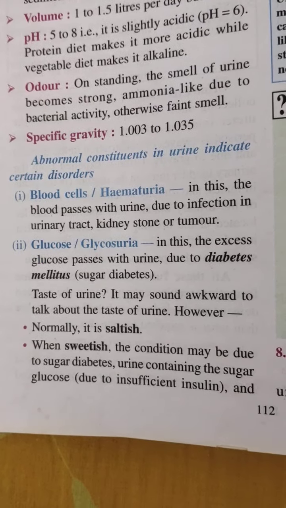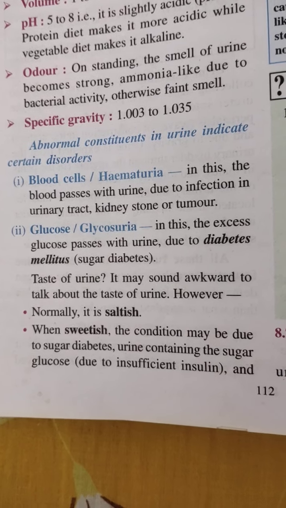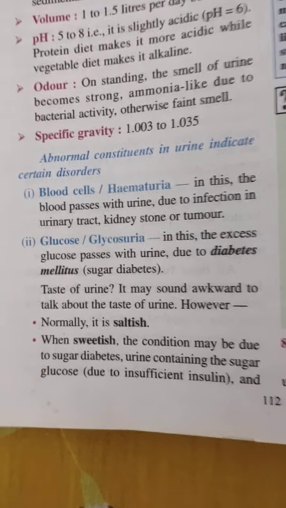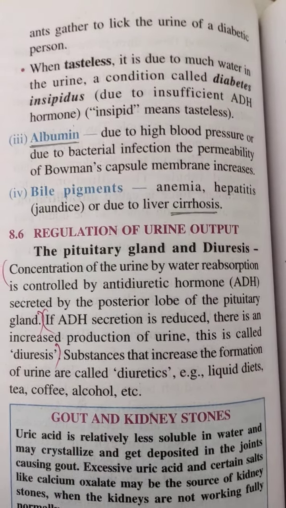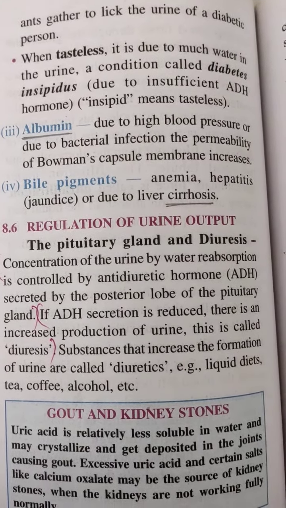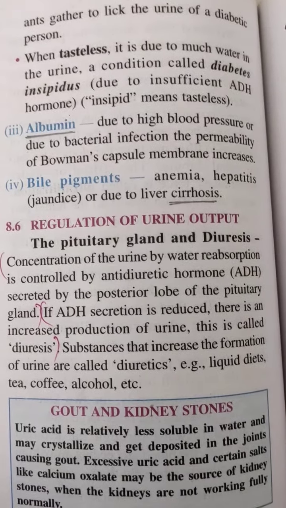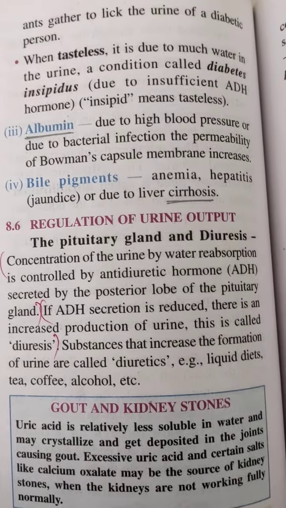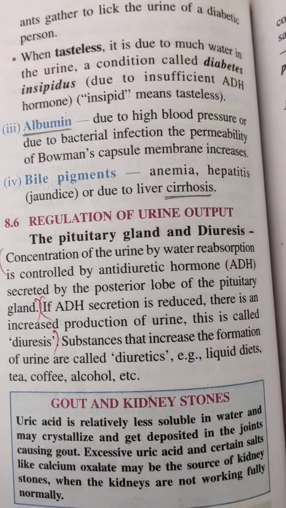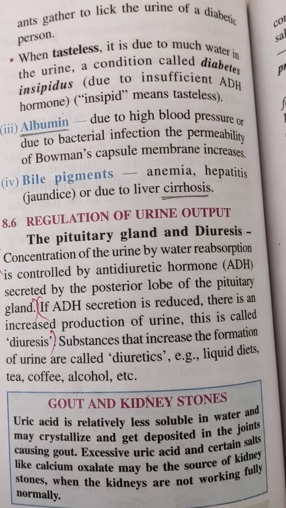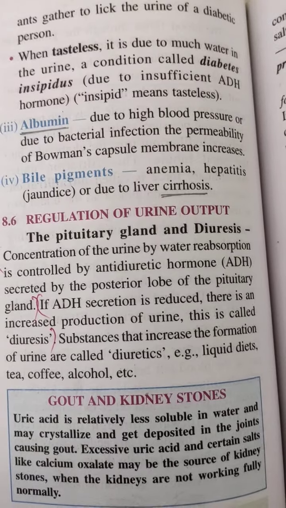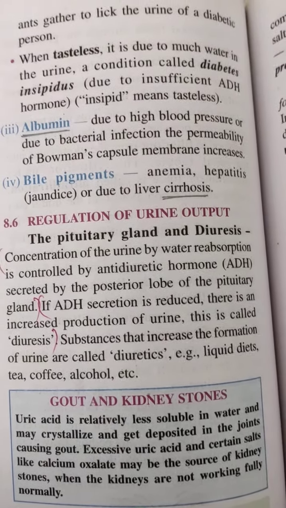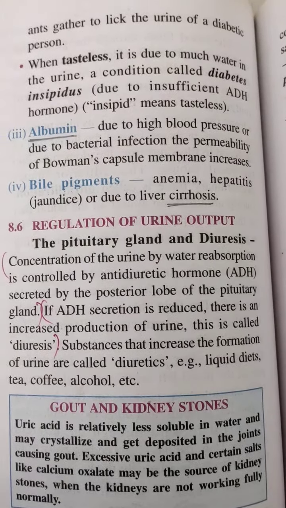Normally it is saltish. When sweetish, the condition may be due to sugar diabetes. Another one, if the urine is tasteless, it is due to much water in the urine, a condition called diabetes insipidus. This also we have read in our endocrine system. Due to insufficient vasopressin or antidiuretic hormone, we get this disease, diabetes insipidus, right?